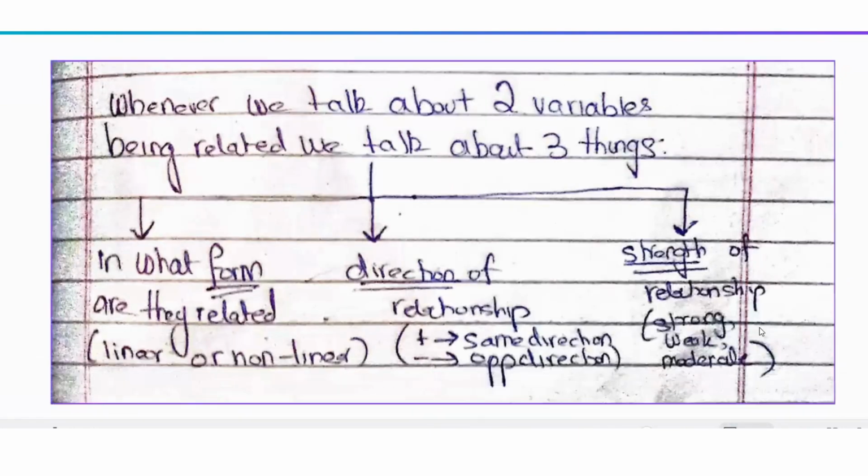Here what we're going to focus on is that whenever we talk about two variables being related, we talk about three things. The first is in what form they are related. Here we're talking about whether it is a linear relationship or non-linear relationship. The second is the direction of relationship. Is it a positive or a negative relationship between them? Third is the strength of relationship. Is the relationship strong, weak, or moderate? These are the three things we need to look at whenever we're talking about two variables being related.